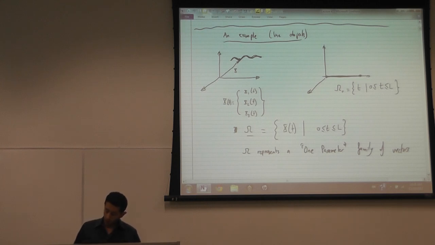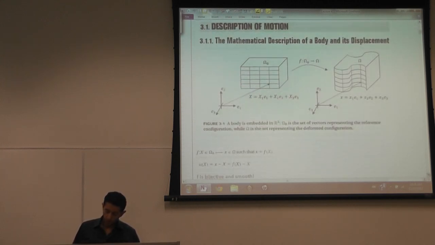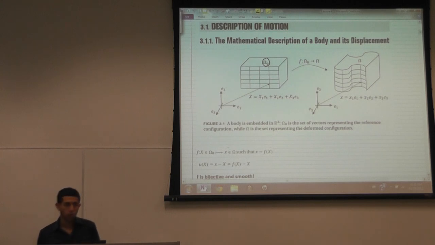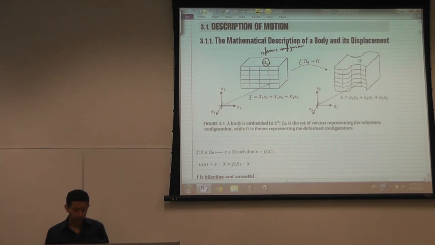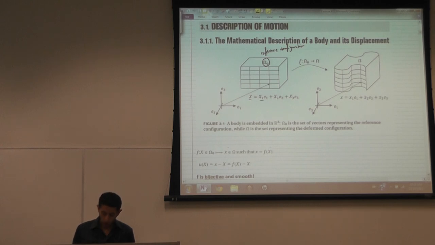So in general, what we're interested in is the following. I have an object that's represented by a family of vectors called omega naught, and I would like to know how this object deforms in space. The objective of any continuum or solid mechanics problem is where does this object go after I deform it or after I apply loads. I want to predict the future from my current configuration. I have a current or reference configuration for that object, where every point is represented by a vector. I call it capital X, and capital X has three components, X1, X2, and X3.